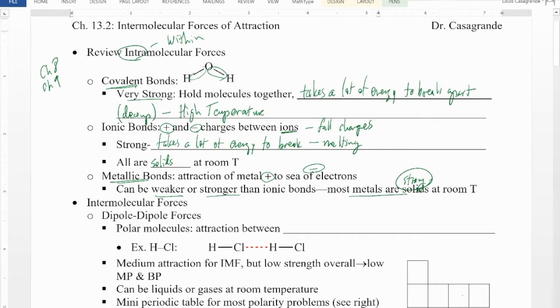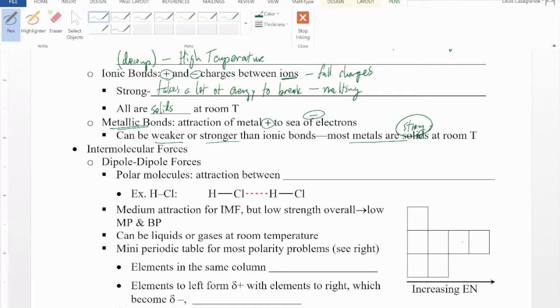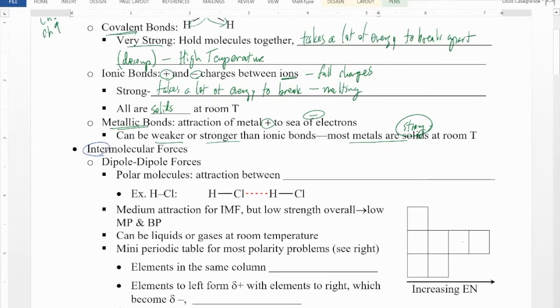Now, that contrasts to what we call intermolecular forces. Inter, we hear a common prefix in there, inter. Inter means between. So we hear this term in things like interstate, international, intercollegiate. You get the idea. Between two things.